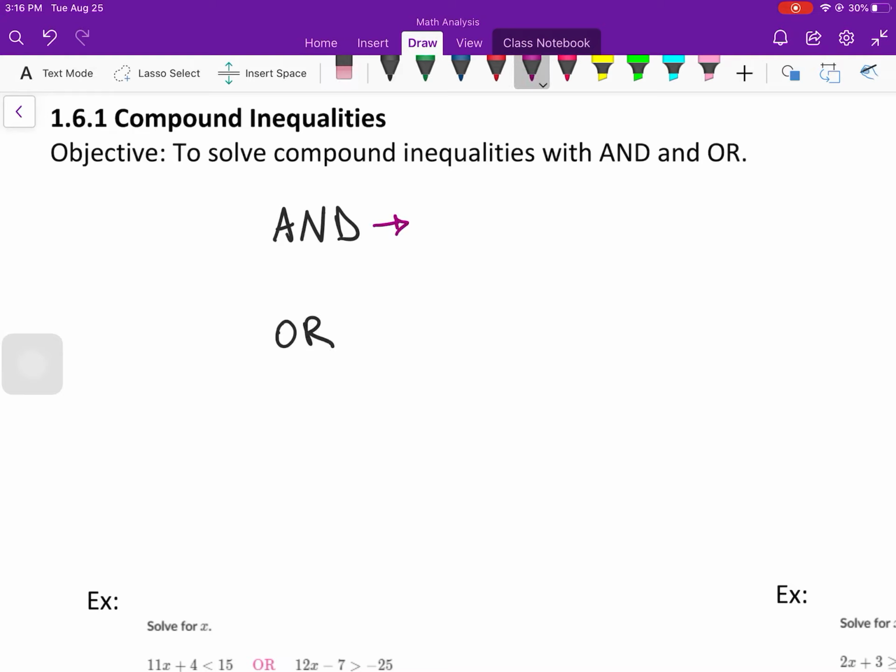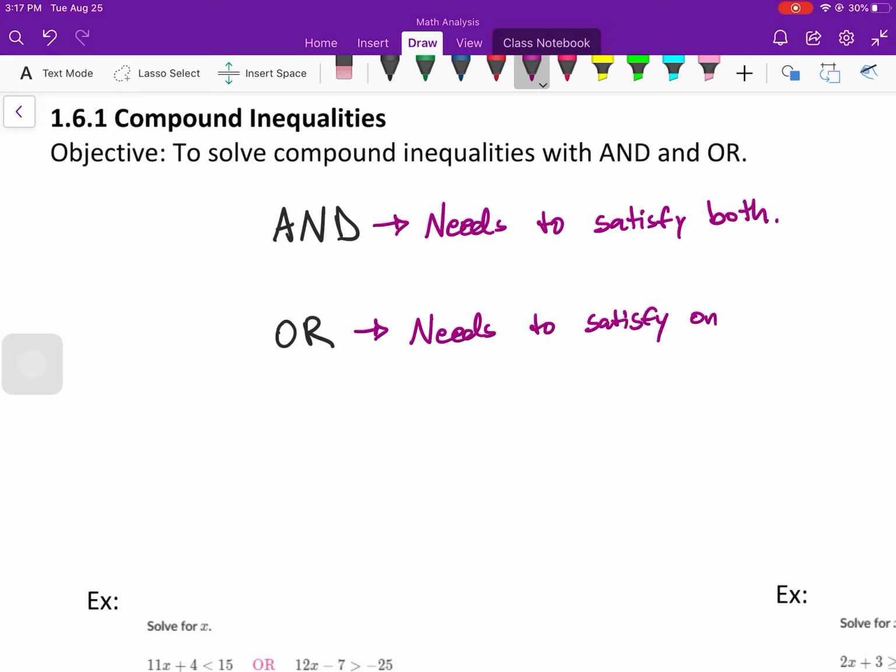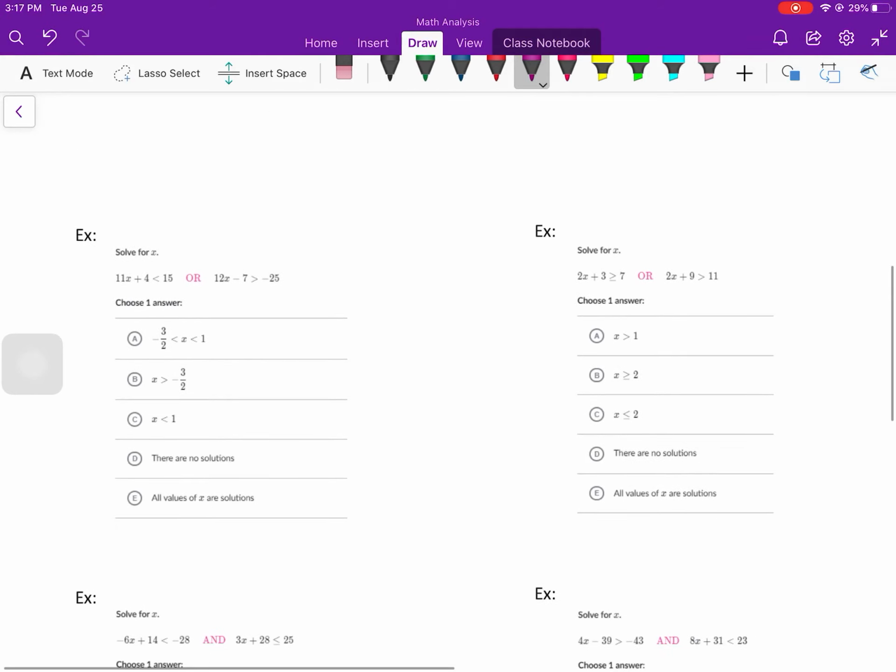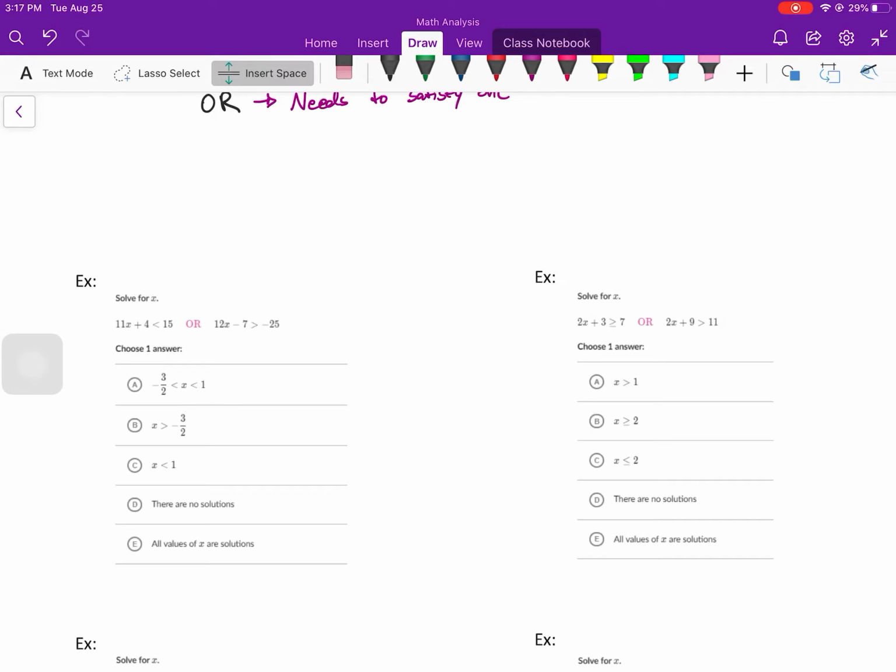So if you see the word and, that means it needs to satisfy both. If you see the word or, it needs to just satisfy one of them. So let's take a look at this first example.